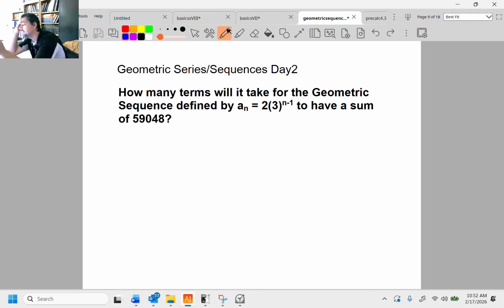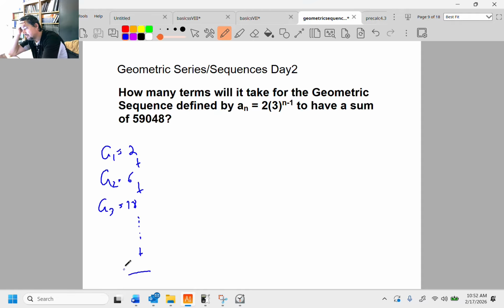Well, I want you to think about how hard this would be to do recursively. But if I found the first term, 2 times 3 to the 0 is 2. Second term should be 6, and it is. Third term should be 18, because we're tripling. I want to know, where do I stop? That's what I want to know. Where do I stop adding?